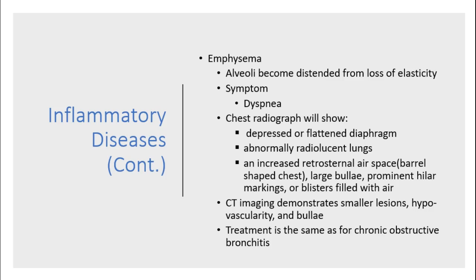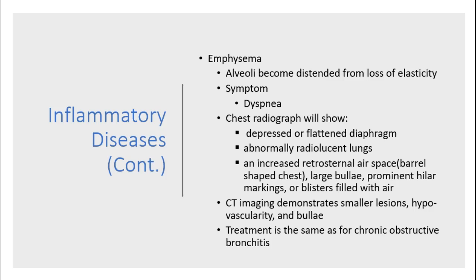Emphysema: the alveoli become distended from loss of elasticity. They become scarred. So typically we see a patient with shortness of breath. The chest x-ray will show a depressed or flattened diaphragm. So the diaphragm is going to be straight across instead of angled down at the costophrenic angle. It'll be flat. Abnormal radiolucent lungs, so they're going to be clear. There's going to be nothing in them but air.